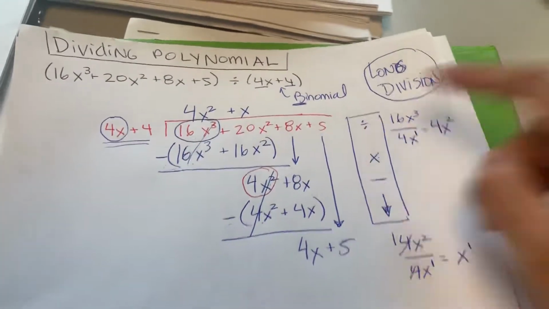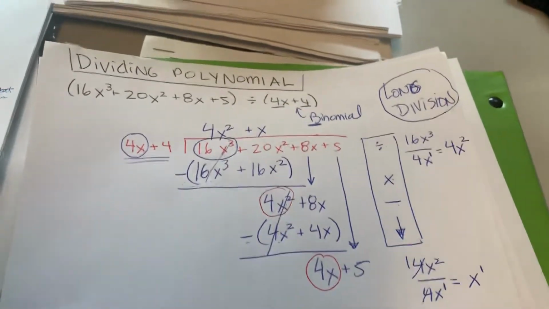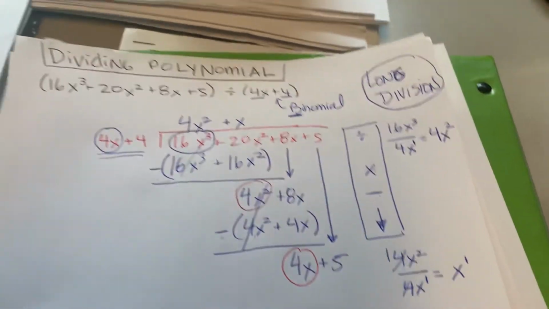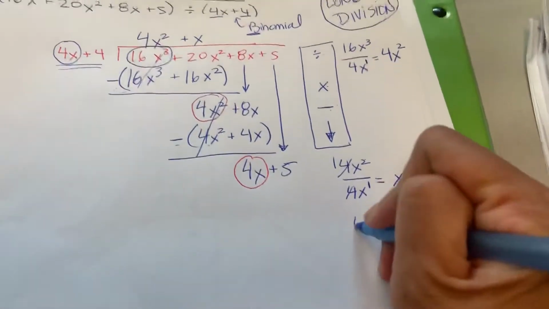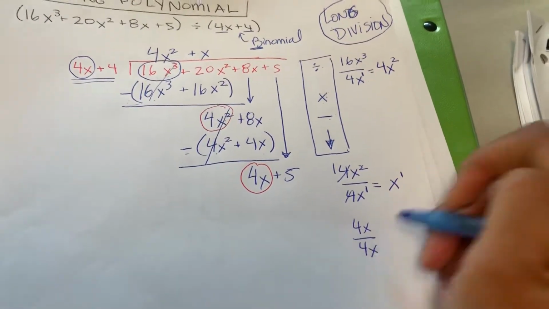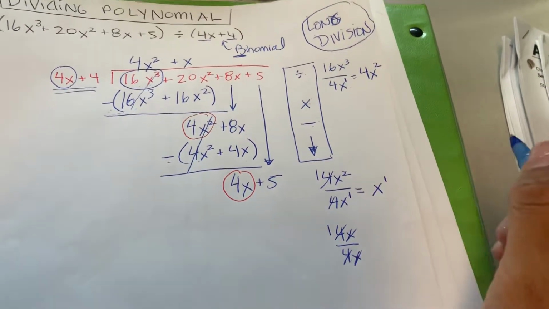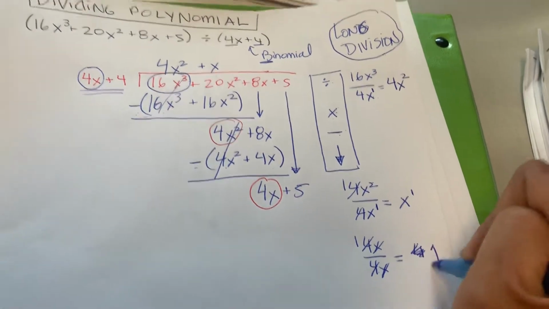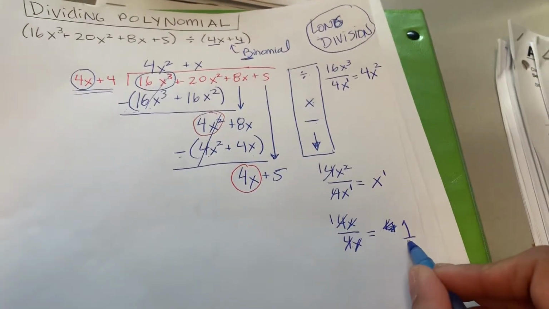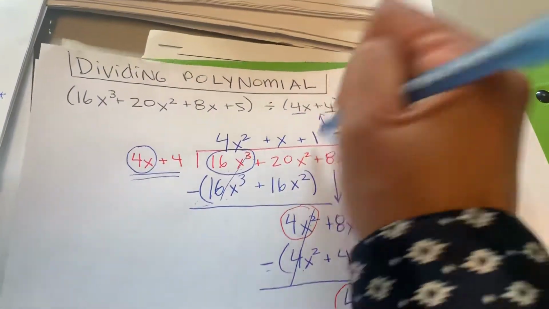Again, I'm going to repeat my steps. So I look at just the first term, and I do 4x divided by 4x. The 4 and the 4 cancel out to become a 1. The x and the x cancel out to become a 1 as well. So we just get 1 as the answer when you divide. So 4x divided by 4x is 1.